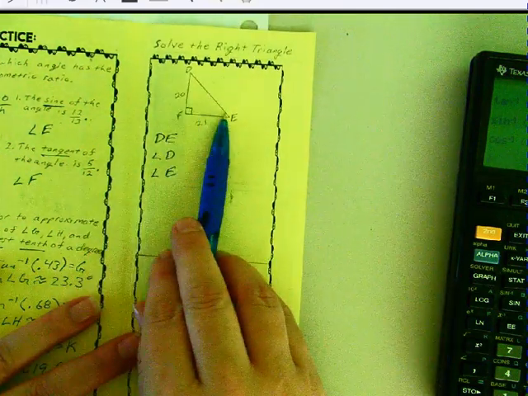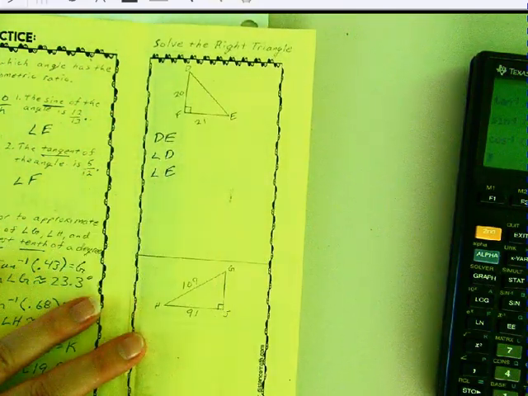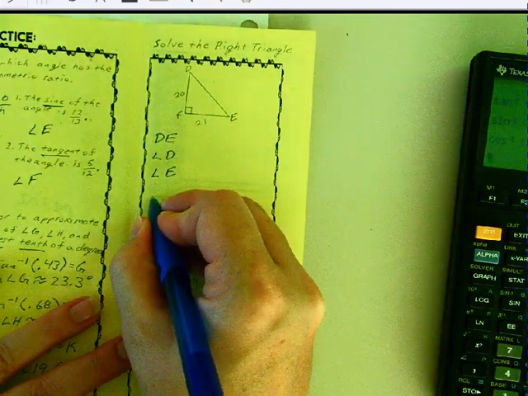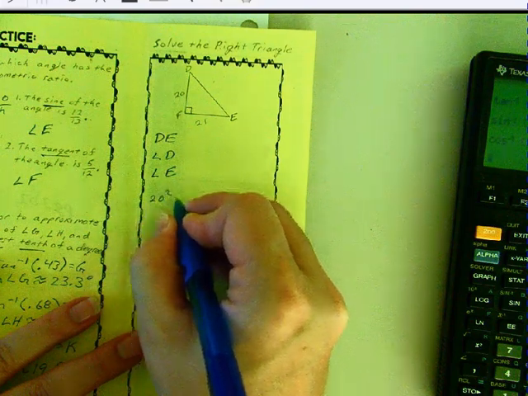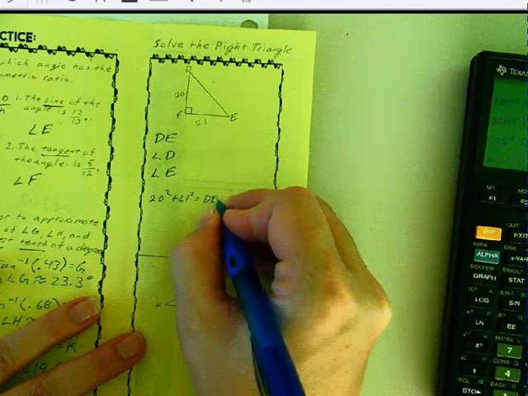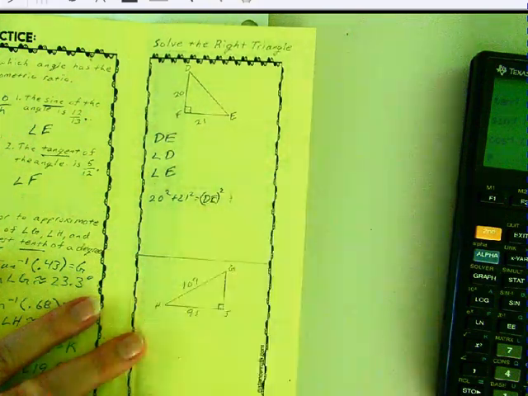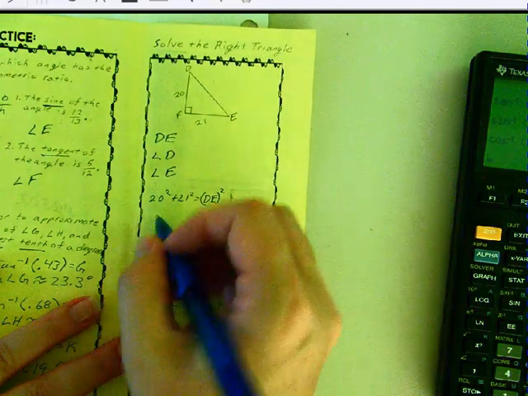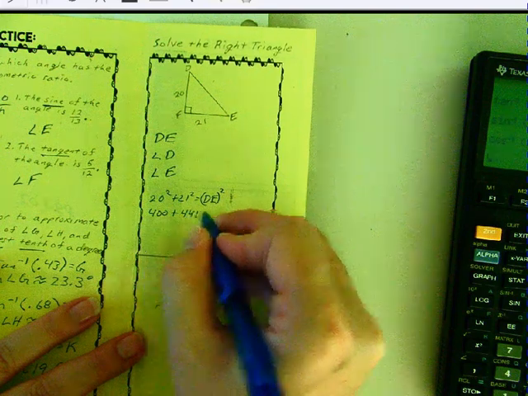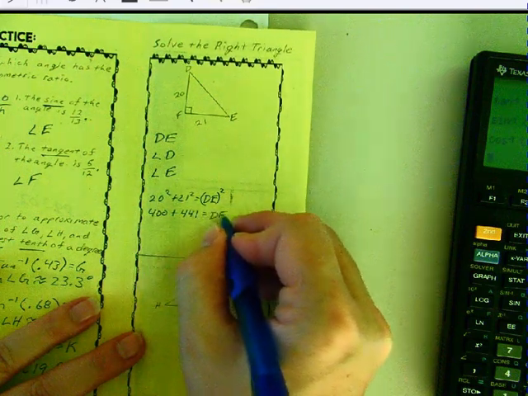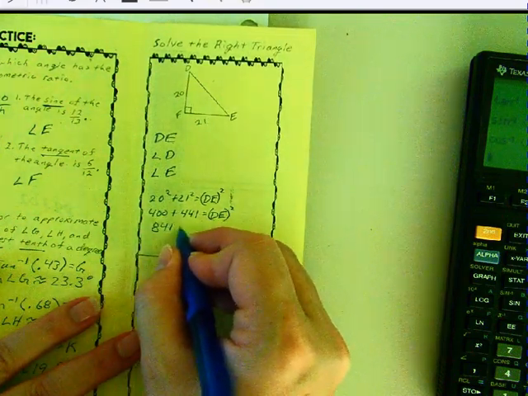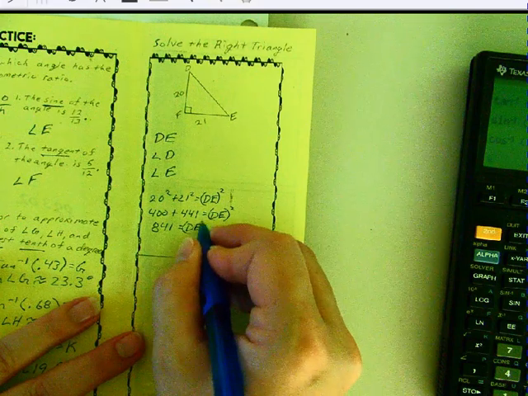But I don't have any of those angles, so I'm actually going to start out with my Pythagorean theorem because I know my other two sides. So I'm going to take a squared plus b squared, so 20 squared plus 21 squared equals my hypotenuse, which is DE squared. Okay? So my next step, I'm going to square these. I get 400 plus 441 equals DE squared.